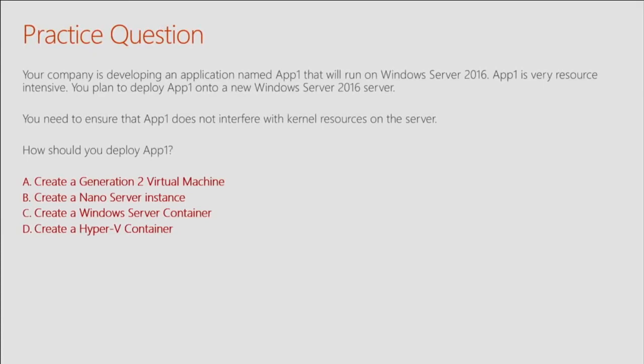Let's have a quick practice question on this. Your company is developing an application named App1 that will run Windows Server 2016. App1 is very resource intensive. You plan to deploy App1 on a new Windows Server. You must make sure that App1 does not interfere with kernel resources on the server. How should you deploy App1?